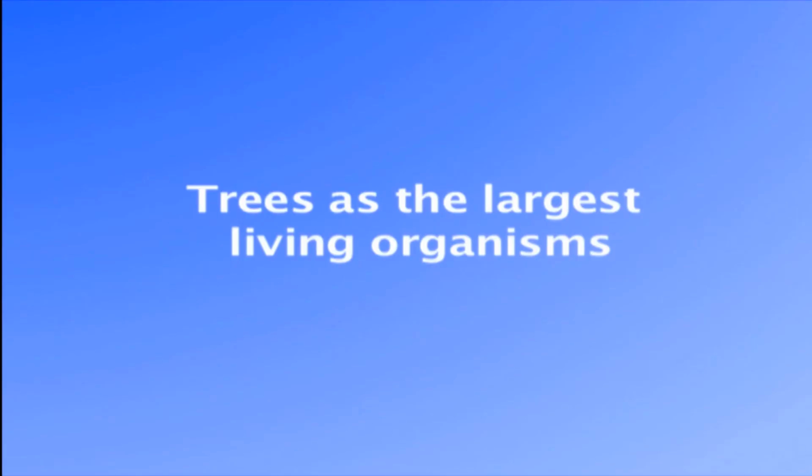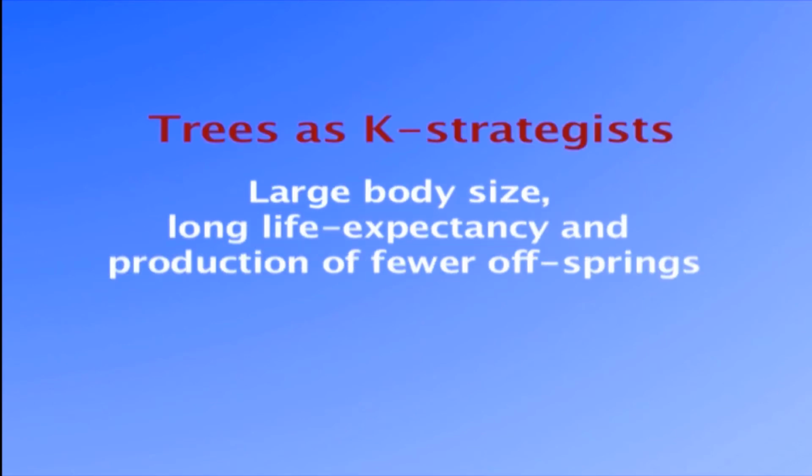An important characteristic of the trees is that they are considered to be the largest living organisms on the earth. Trees are believed to be the K strategists, that is, the organisms which prefer large body size, long life expectancy and the production of fewer offsprings. They predominantly occupy the predictable environments. They have the ability to compete strongly and successfully, and therefore they occupy the climax environment.